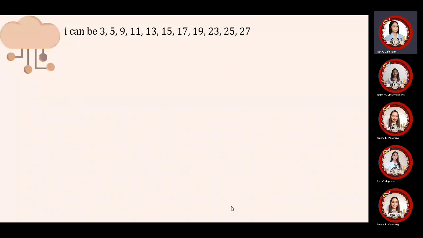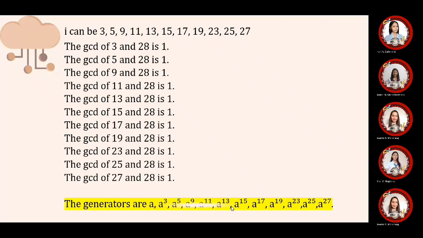So to look for the generator, we must find those elements wherein their GCD is equal to 1. So we will get I can be 3, 5, 9, 11, 13, 15, 17, 19, 23, 25, and 27. So the generators are A raised to 3, A raised to 5, A raised to 9, A raised to 11, A raised to 13, A raised to 15, A raised to 17, A raised to 19, A raised to 23, A raised to 25, and A raised to 27.